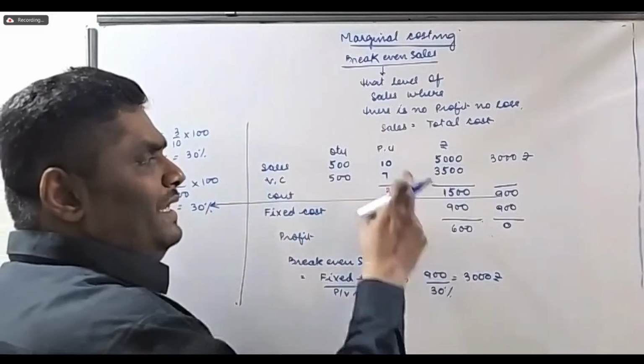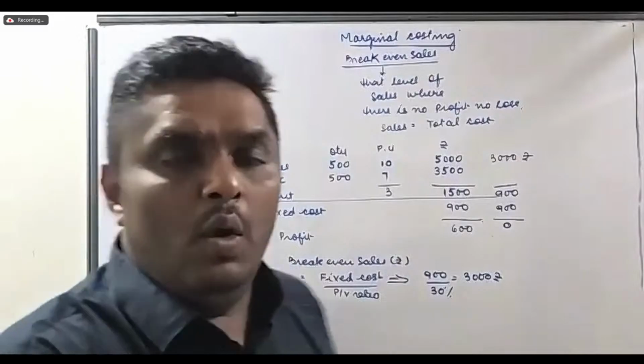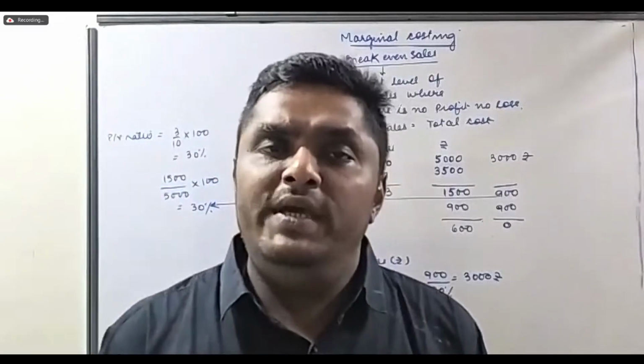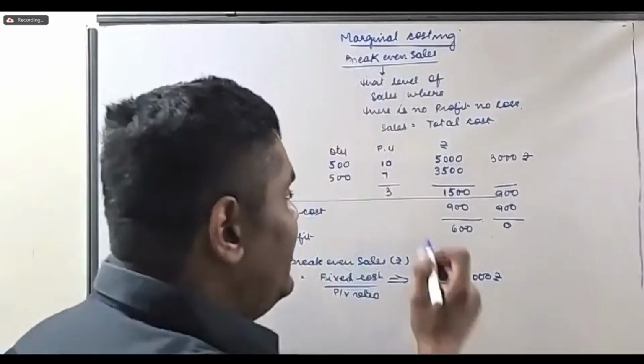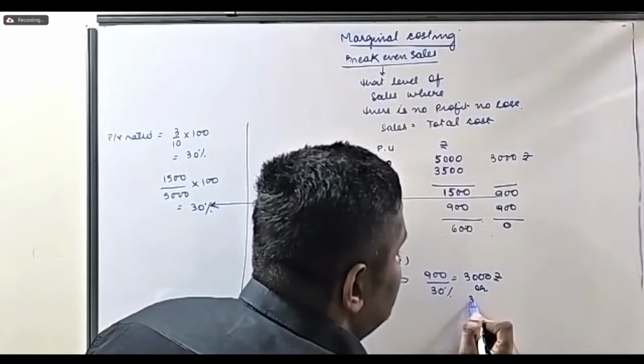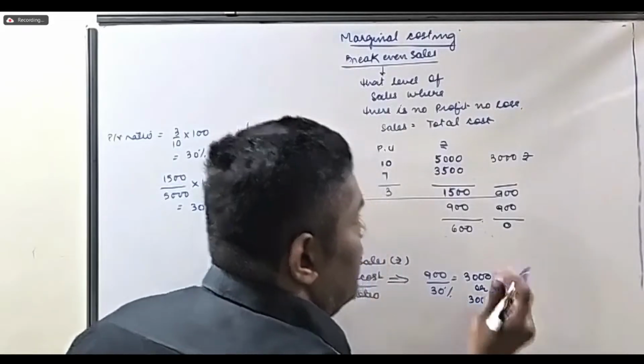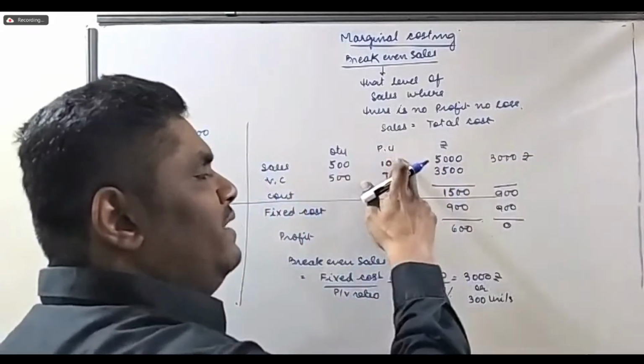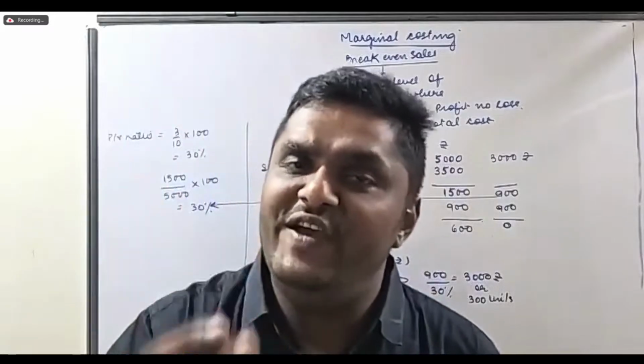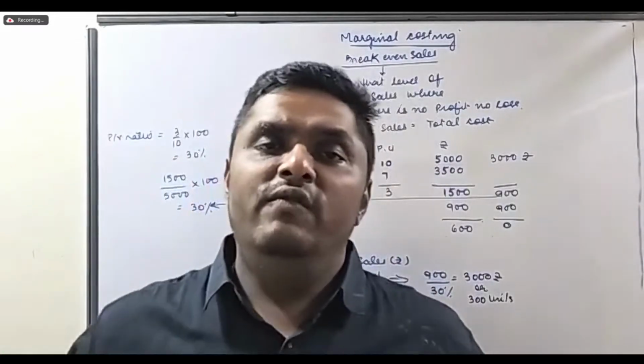And see guys, one unit is sold for 10 rupees. It means how many units are required for break-even sales? We can say 300 units. 3,000 is the total sales. The per unit price is 10. It means if we manufacture and sell 300 units, we are at break-even.